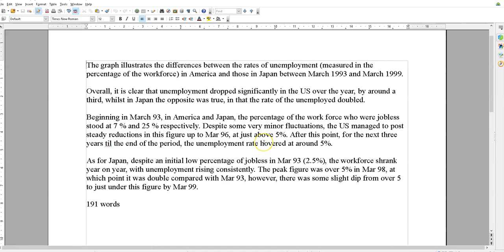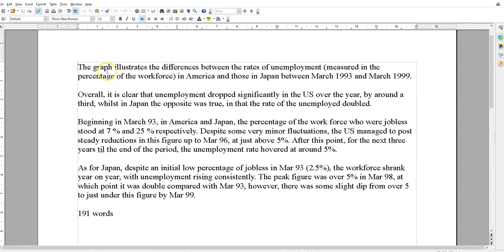So in terms of structure and layout, this one's very easy. You just do your introduction first. The graph illustrates the differences, right? You know, it's in this year, it's in that country, etc. Just paraphrase that a little. Key features, that went down, that went up. Not so much else you can put in this one. So for this one, America, and this one, Japan. Okay, I'll make a comparison at the start. March 93, percentage of the workforce 7% and 2.5% respectively.